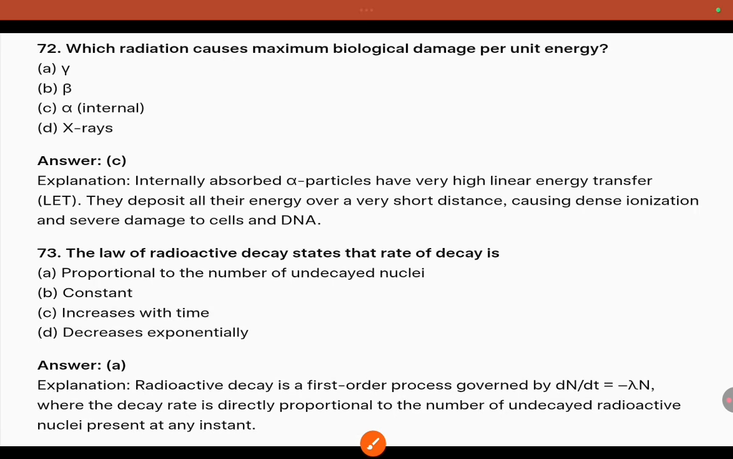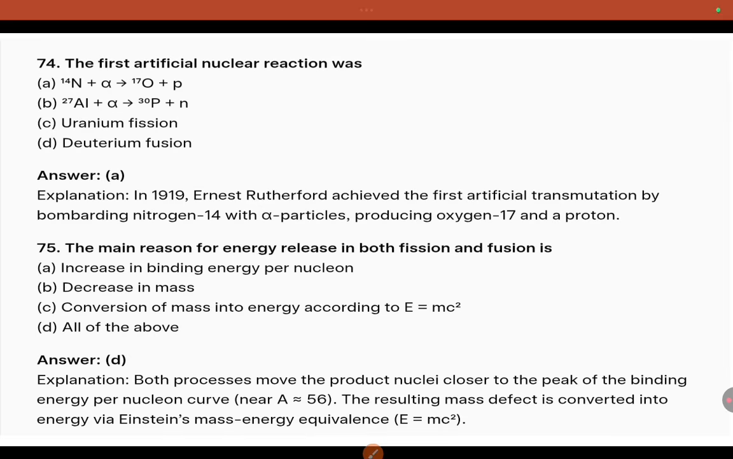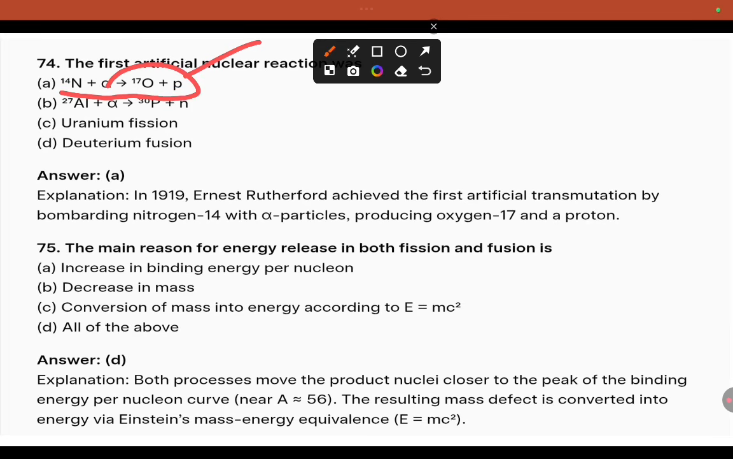74. The first artificial nuclear reaction was, that is about when nitrogen is bombarded with alpha, it gives oxygen. So that is by Rutherford. That is A: nitrogen, alpha, oxygen. In 1919, Ernest Rutherford achieved the first artificial transmutation by bombarding nitrogen with alpha particles, producing oxygen and a proton.